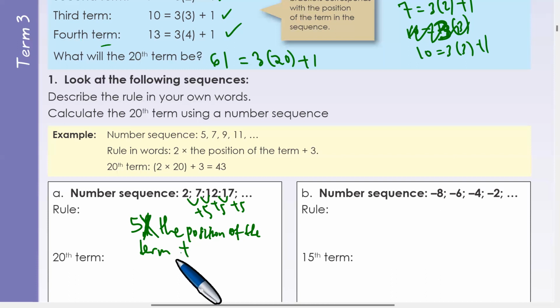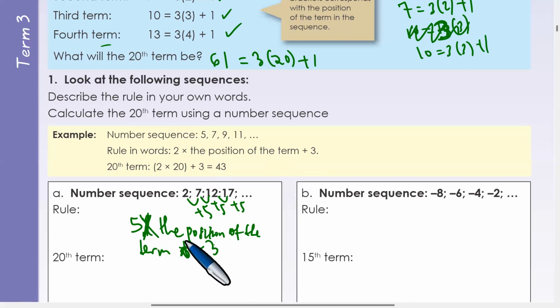plus what? Okay. So what are we adding? Like if it's the first position, position 1, the first term is 5 into the position of the term. Okay, 5 times 1, then it must be 2. It means you must subtract 3 from it. Okay, 5 times 2. What is 5 times 2? 10. Minus 3. 7. So the rule in words must be 5 times the position of the term minus 3.